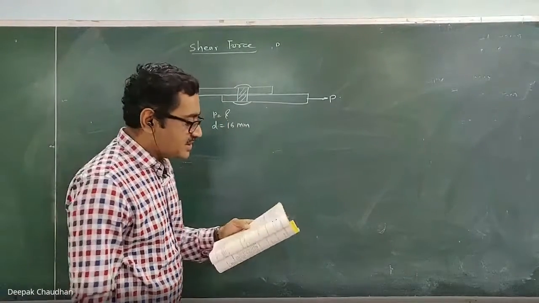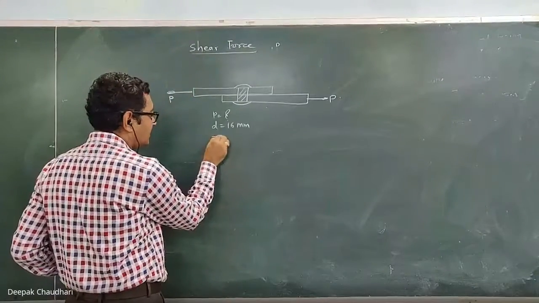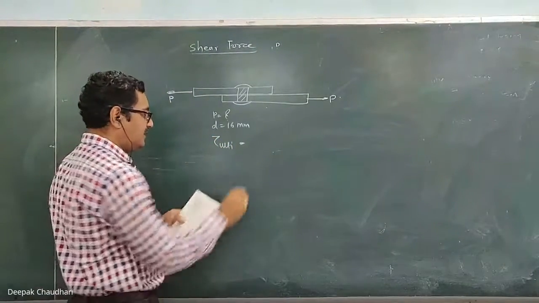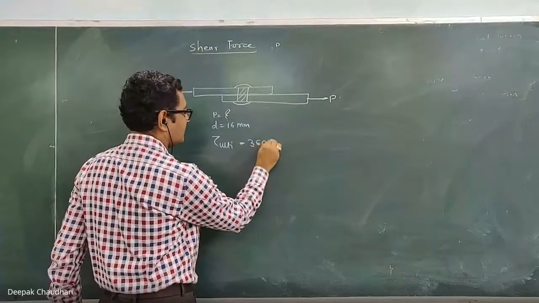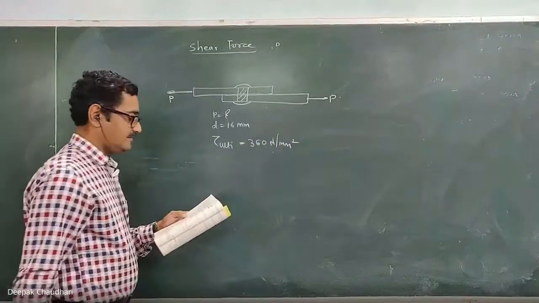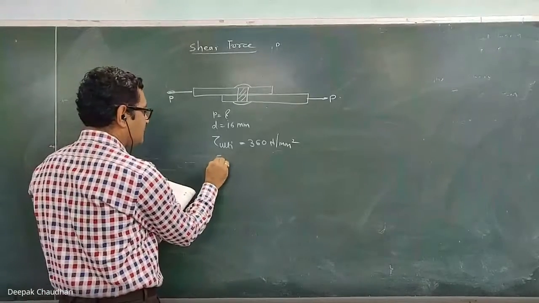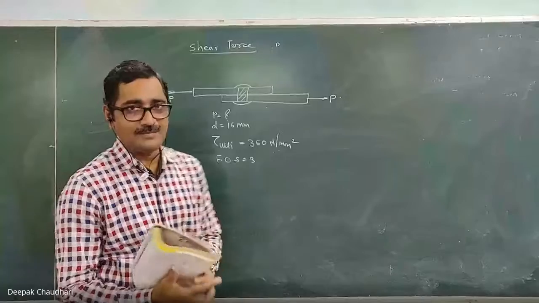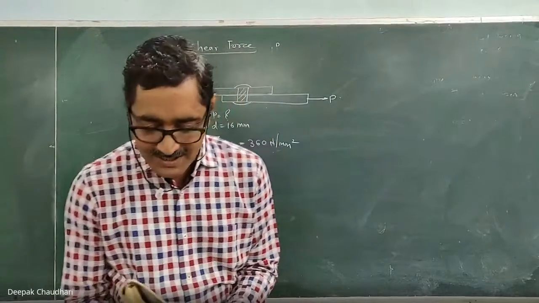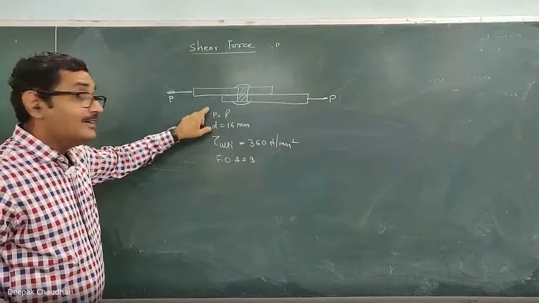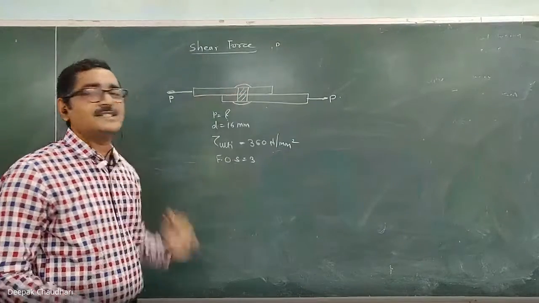Take the ultimate shear stress for the rivet. Ultimate shear stress is the maximum shear stress. The ultimate shear stress for the rivet is 360 Newton per millimeter square, and the factor of safety is given as 3. You have to find out the force P required to shear off this rivet.